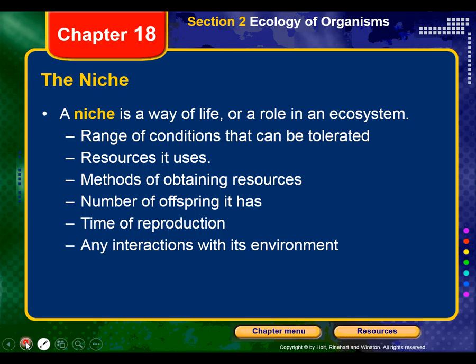Okay. And the last thing we need to talk about is the niche. Now, the niche is a way of life or a role that an organism plays in an ecosystem. So the range of conditions that can be tolerated, the resources it uses, the methods of obtaining resources, number of offspring it has, the time of reproduction, and any interactions with its environment are important to the niche. So those are the 6 things that are important to an organism's niche.